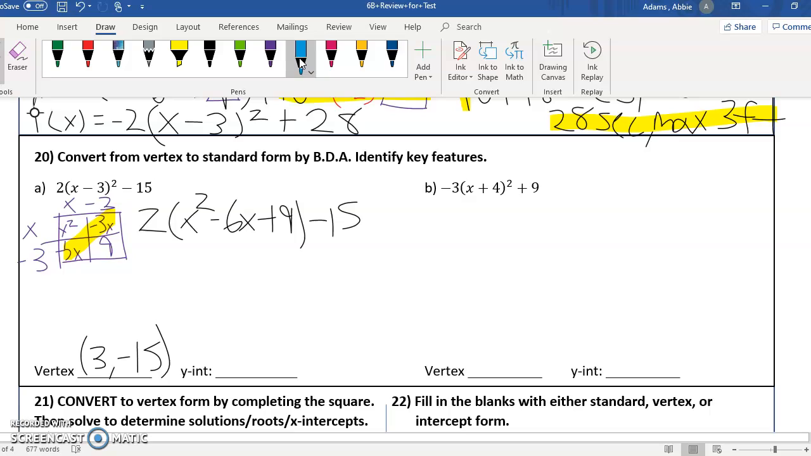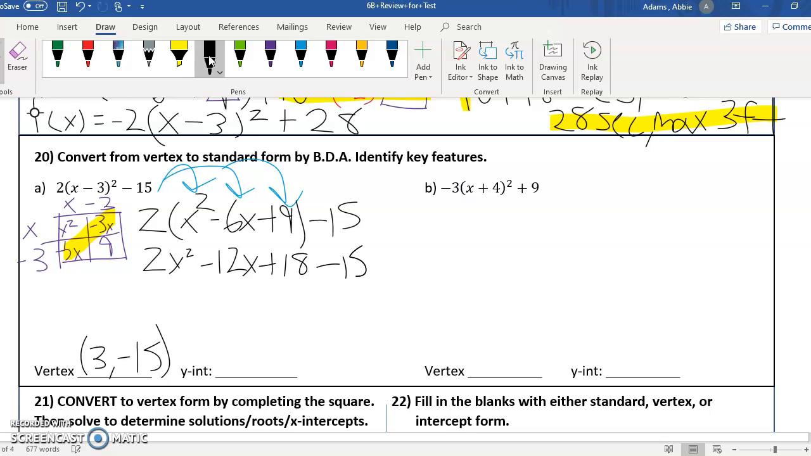Let's distribute now. We're going to distribute the 2 to all the terms inside the parentheses. So I'm going to have 2x squared. 2 times negative 6 is negative 12x. And 2 times 9 is 18 minus 15. So that leads us to our last step, which is where we add. In this case, we're going to do 18 minus 15, so we're combining those like terms. That's going to give us 3. So our standard form is 2x squared minus 12x plus 3.